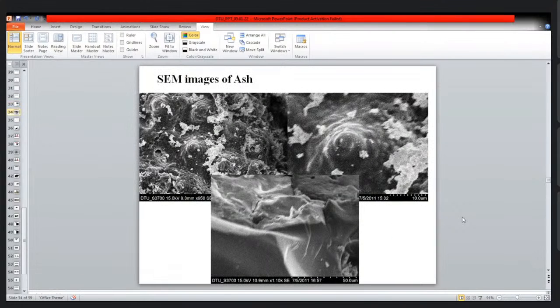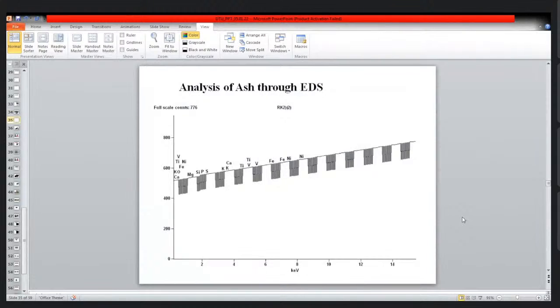More tests are also carried out, on the quality of SEM images and one more EDS analysis.